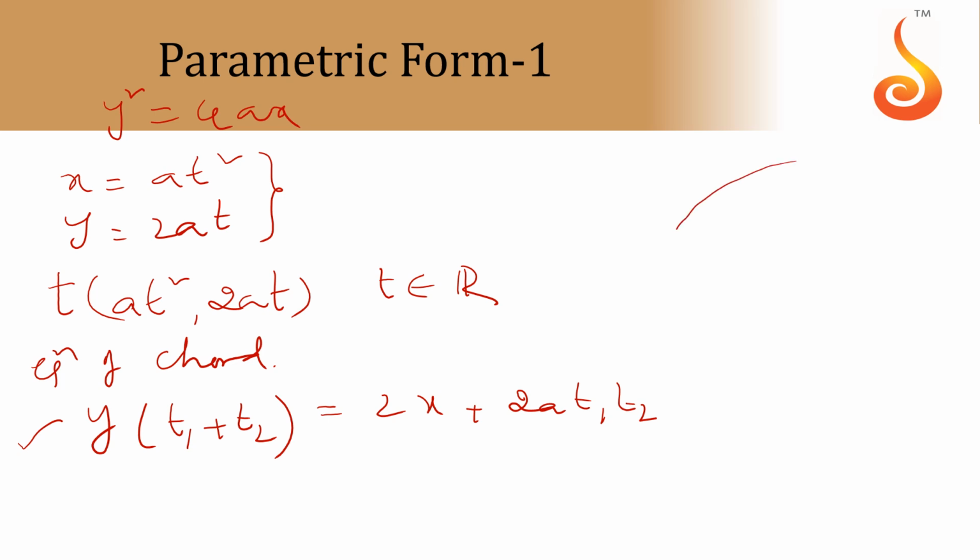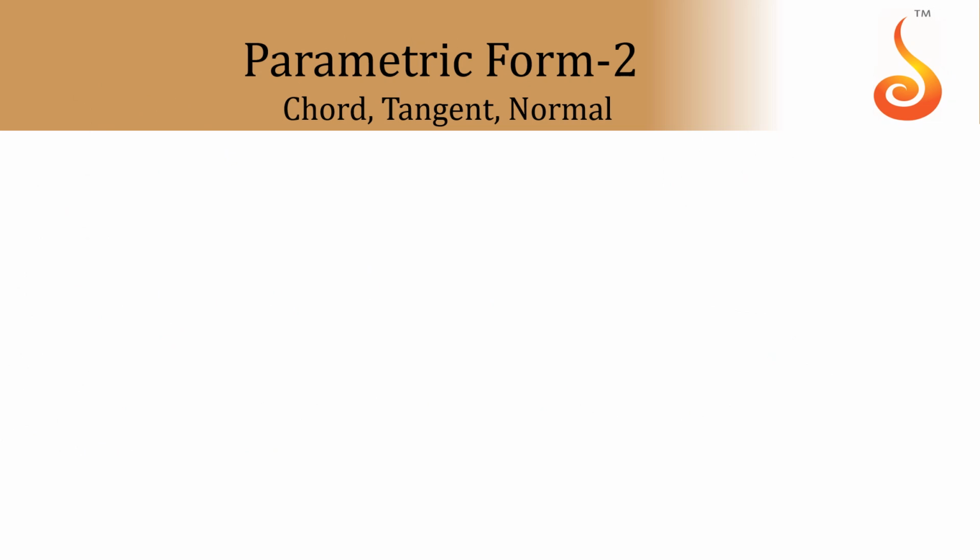So for y square equal to 4x, if t1 is point A and t2 is point B, then the chord joining AB has this equation. Now if that chord passes through the focus, what is the focus? a comma 0. If you substitute, you will get the condition t1 t2 equal to minus 1. So what are t1 t2? t1 t2 are the parameter values for the points at1 square comma 2at1.